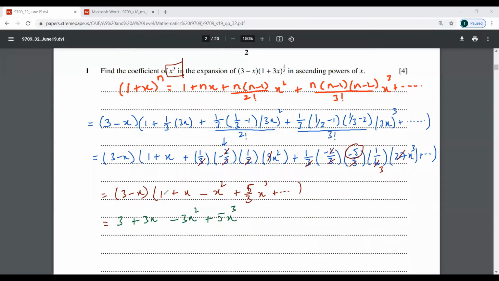Now this minus x into 1, I'm going to write it under this so that I can simplify them easily. Minus x into plus x is going to be minus x squared, and minus x into minus x will be plus x cubed. There is no need to multiply these two together because this would result into x to the power 4. So just ignore that. So this is going to be 3 plus 2x minus 4x squared plus 6x cubed and so on. So let's check the answer.